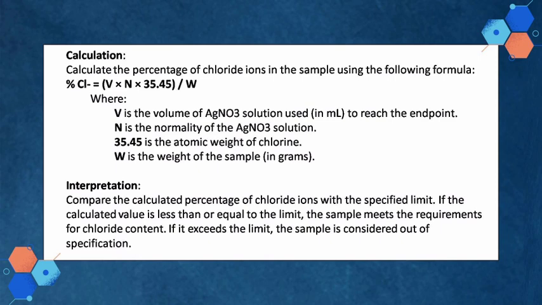Last is interpretation. Compare the calculated percentage of chloride ions with the specified limit. If the calculated value is less than or equal to the limit, the sample meets the requirements for chloride content. If it exceeds the limit, the sample is considered out of specification.